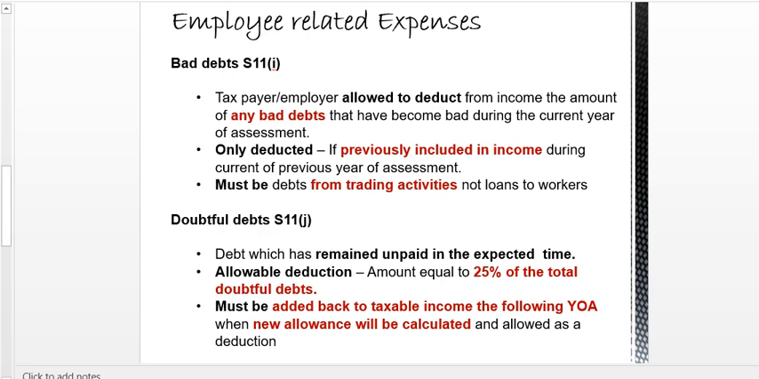So essentially, these are debts which you believe might become bad debts, but it's not certain yet. So then you may deduct 25% of the doubtful debts during the current year of assessment, but during the next year of assessment, you must add it back to your taxable income. And then you will have to calculate a new allowance as your deduction.